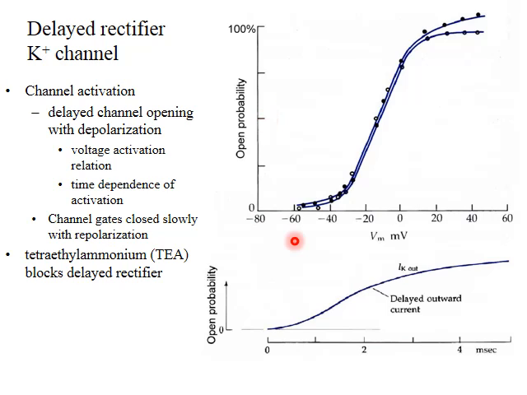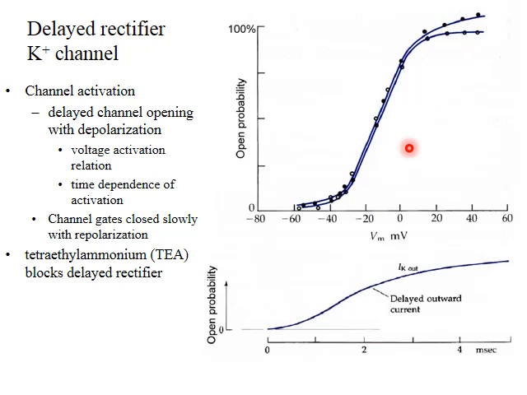So if we start with a membrane potential of minus 60 millivolts, which is near the resting membrane potential of a neuron, we find that the open probability of delayed rectifier potassium channels is near 0. However, as we depolarize the cell to more and more positive voltages, we see the open probability increase, and when we reach a voltage of plus 20 millivolts or so, the open probability of the channels is almost 100%.